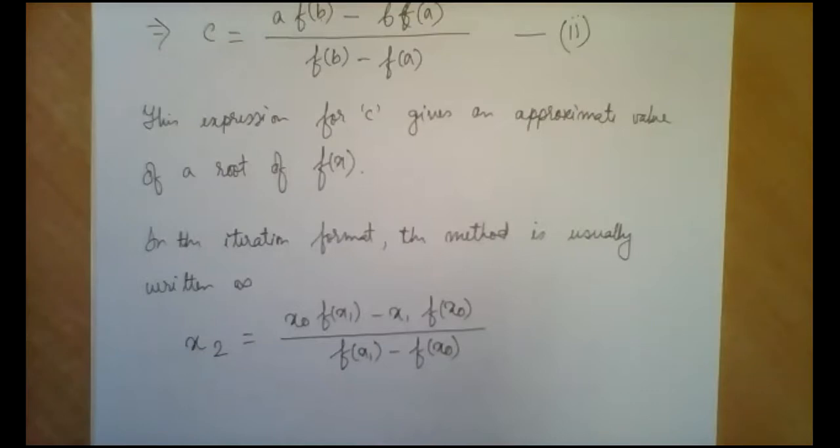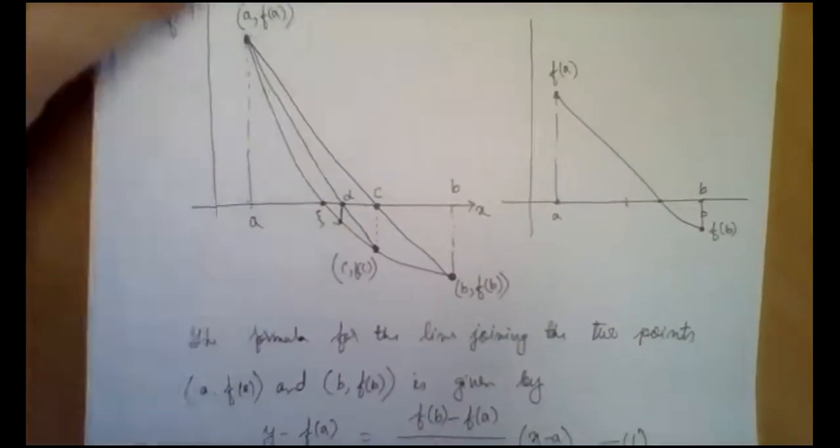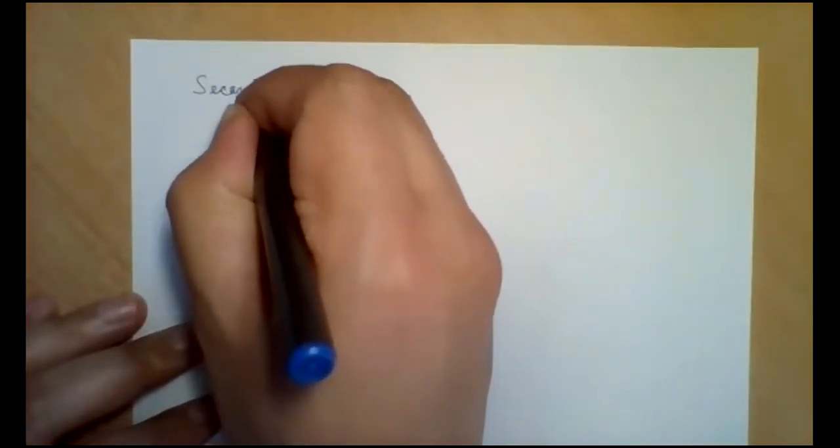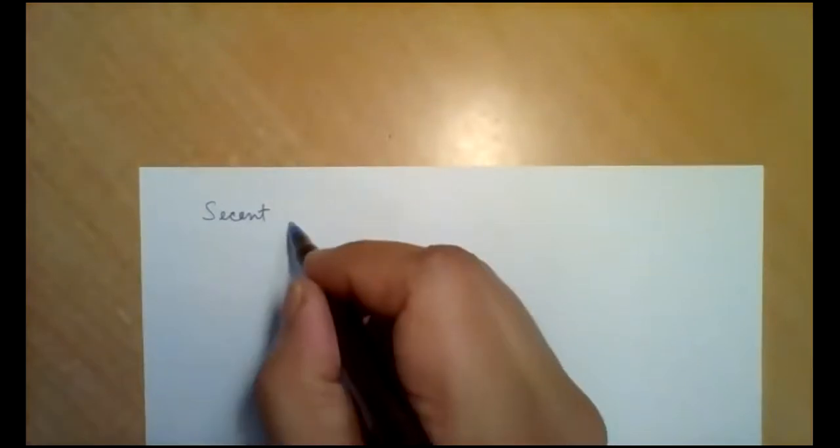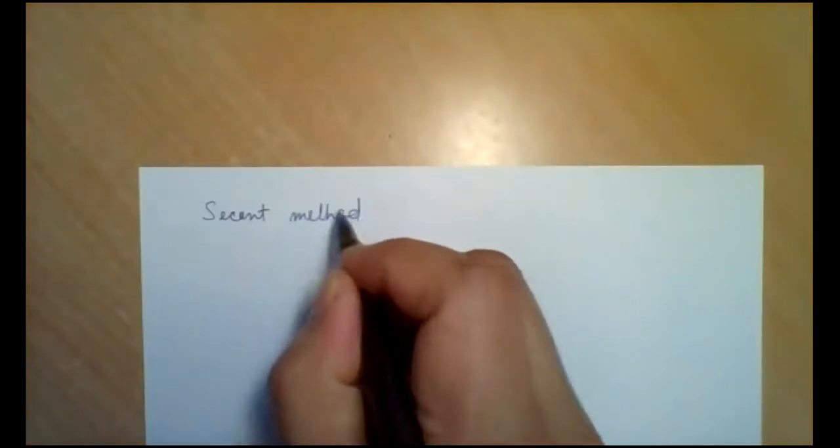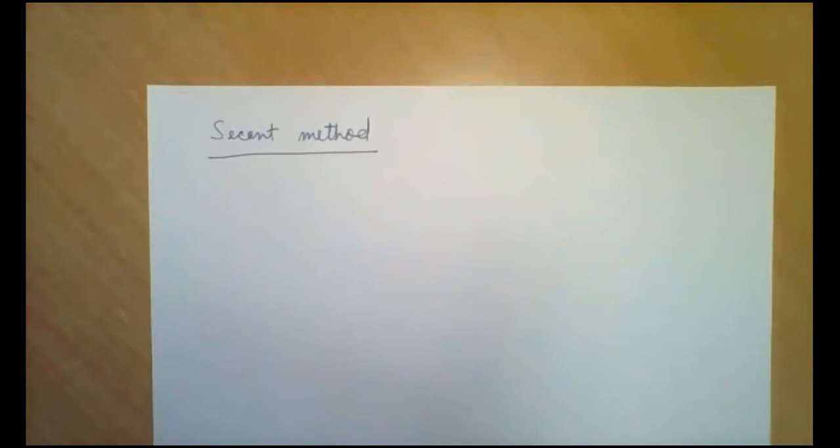However, there is a modified version of the regular falsi method, and this modified method is known as the secant method. Let me write it down. This modified method is known as the secant method.